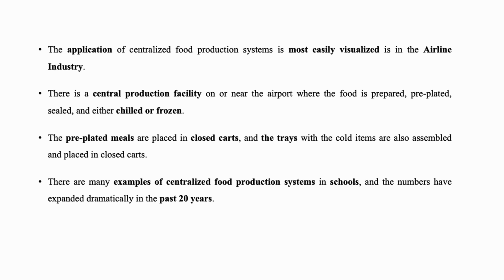The application of centralized food production system is most easily visualized in the airline industry. There is a centralized food production facility on or near the airport where the food is prepared, pre-plated, sealed, and either chilled or frozen and transported to the airlines. The pre-plated meals are placed in a closed cart, and the trays with the cold items are also assembled and placed in the cold carts. There are many examples of centralized food production system in schools, most occasionally in the current time, and the number has expanded dramatically in the past 20 years.